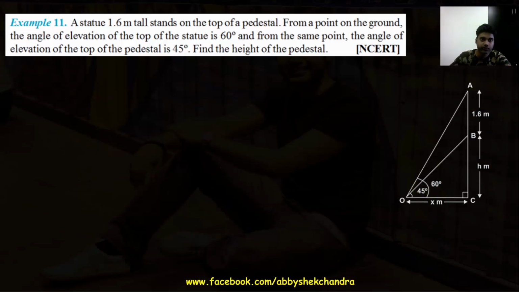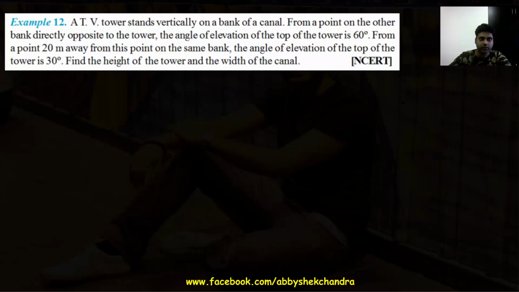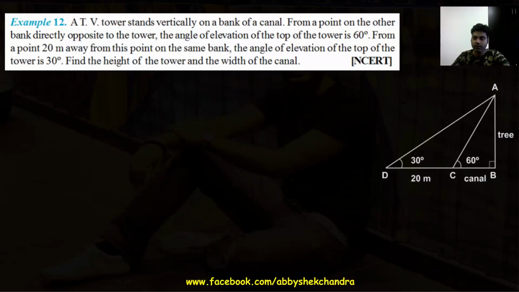Let's get to the next question. Only question 12. The TV tower stands vertically on a bank of a canal. From a point on the other bank directly opposite to the tower, the angle of elevation of the top of the tower is 60 degrees. So let's say these are the edges of the canal. The canal is in between, right? TV tower is here, right? This is the tower, and this thing is the canal.